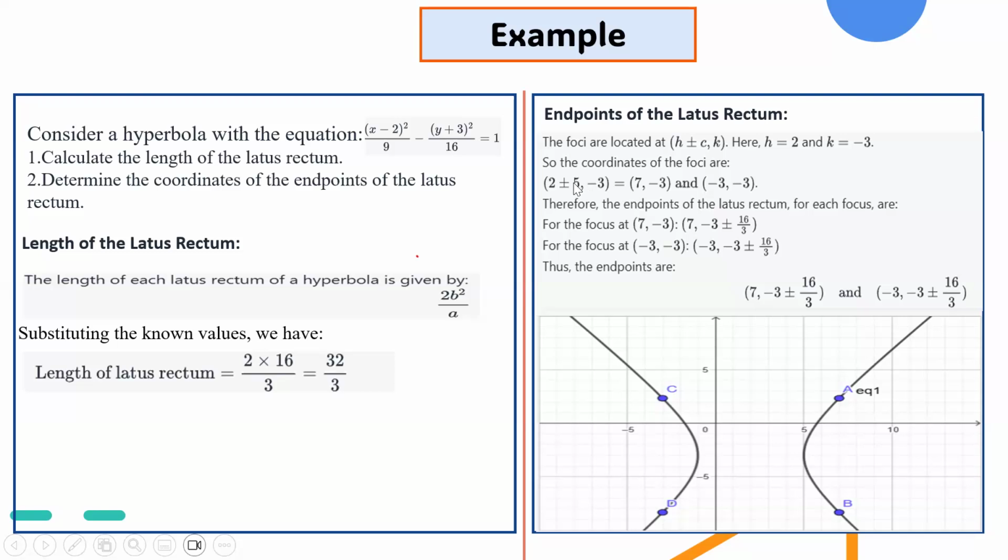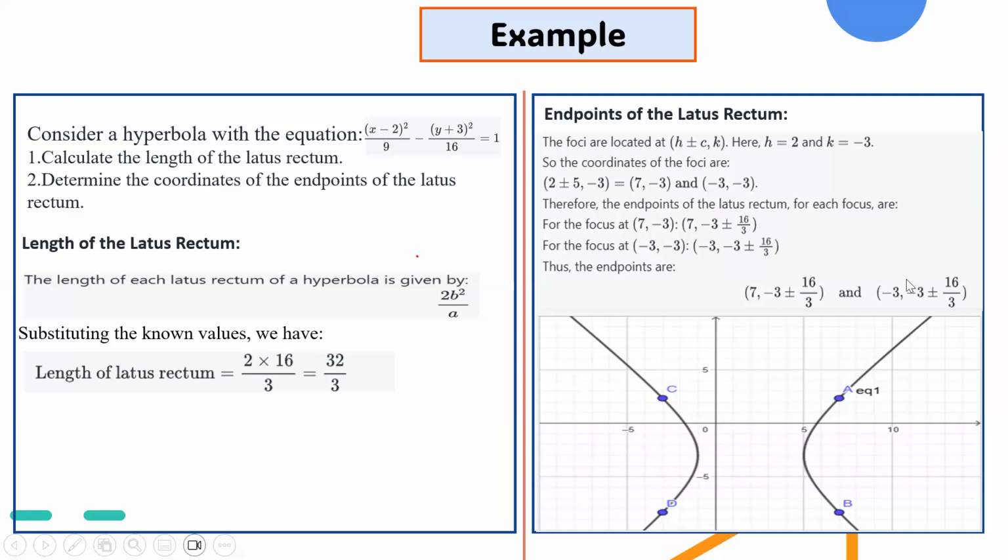Therefore, the endpoints of the latus rectum for the first focus are 7, comma, negative 3, plus or minus 16 over 3. For the other focus, we have negative 3, comma, negative 3, plus or minus 16 over 3. In this case, we have the endpoints.